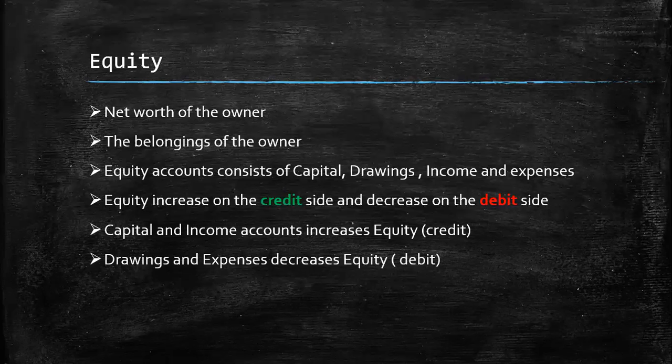But what about drawings, the money that he withdraws, the stock that he takes from the enterprise, and expenses, the items that he paid for the business operations, they decrease the value of equity. So if equity decrease, that transaction will be recorded on the debit side. And then if equity increase, that transaction will be posted on the credit side of the ledger account.